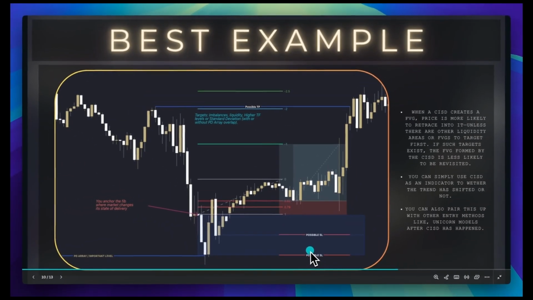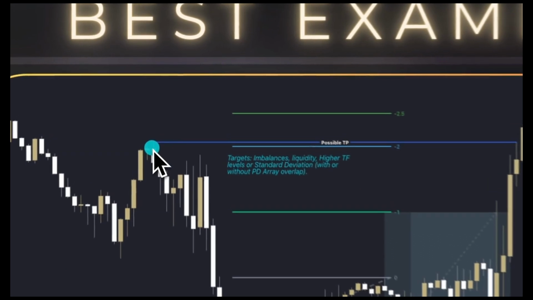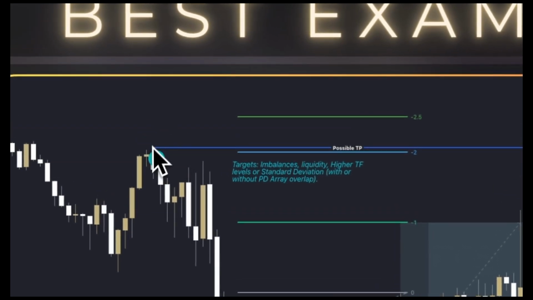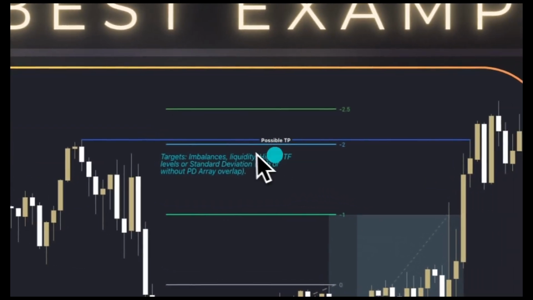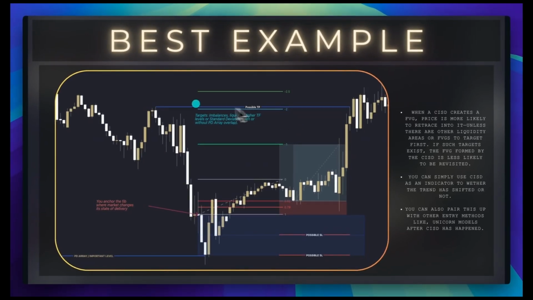It's up to you. And what you could target are imbalances, some liquidity pools, higher time frame levels, or even standard deviations with or without PD array overlap. In this case, we had a little bit of liquidity resting over here right near this standard deviation. So with this standard deviation overlapping with this PD array, that could have also been an easy target. But there are many other things that you guys could target, whatever you want. Just make sure you backtest it.